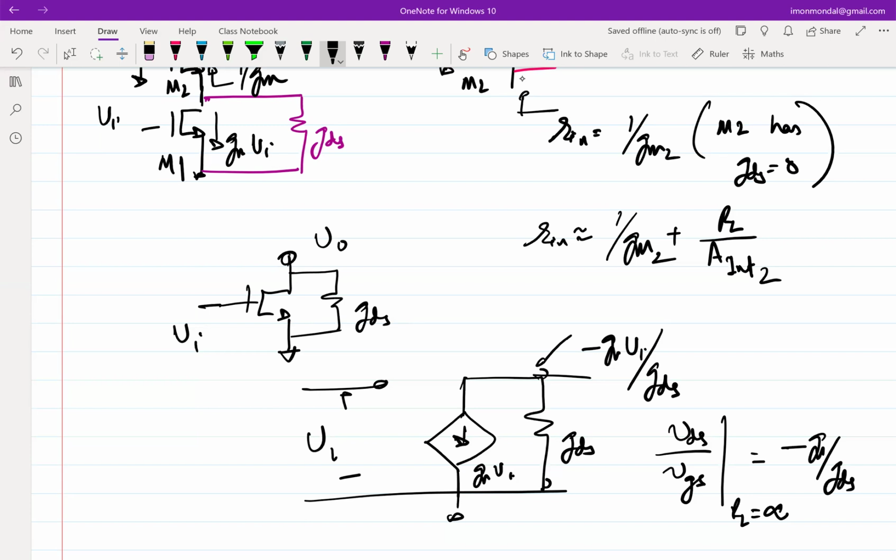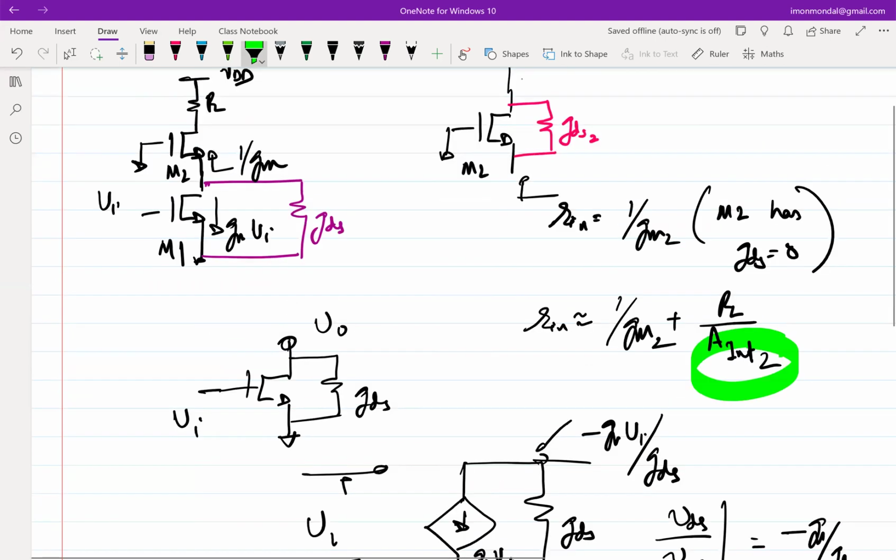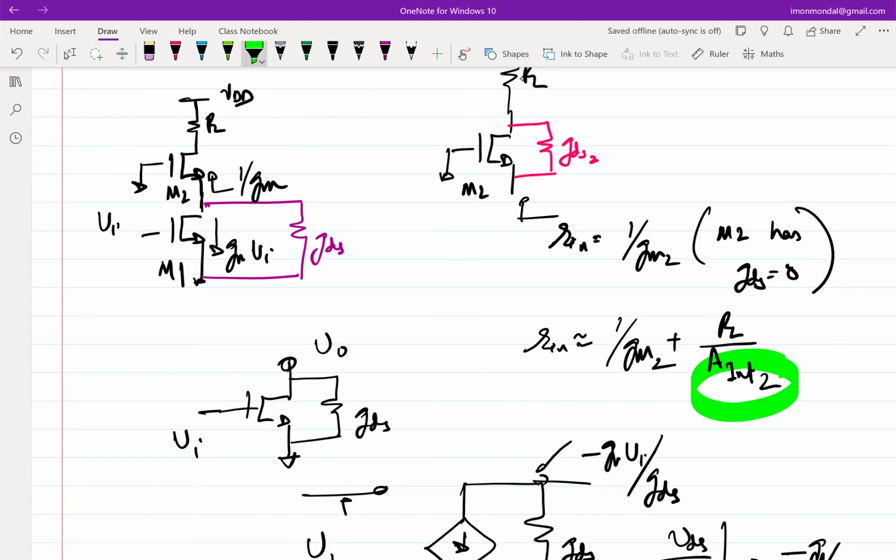Okay, so if we have an ideal transistor, then the intrinsic gain goes to infinity and Rin reduces to whatever it was meant to be, right? But if you don't have an ideal transistor, in this case, the looking-in impedance into the source of M2 is 1 over GM2, whatever we wanted it to be, plus some additional term. And the additional term is not equal to RL. It's an RL which has been divided, reduced by a factor of the intrinsic gain of the transistor.